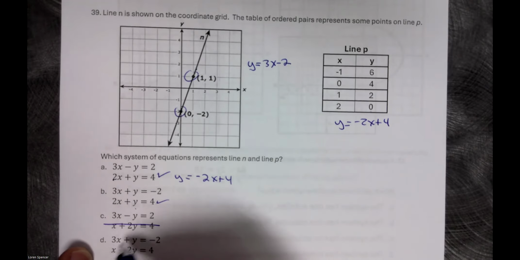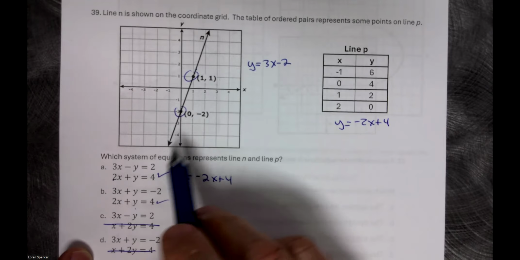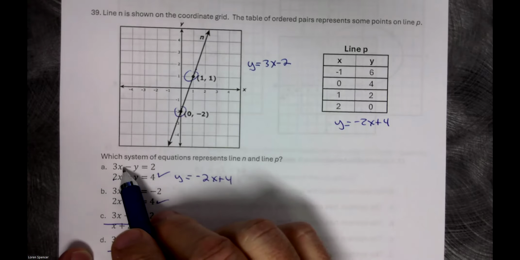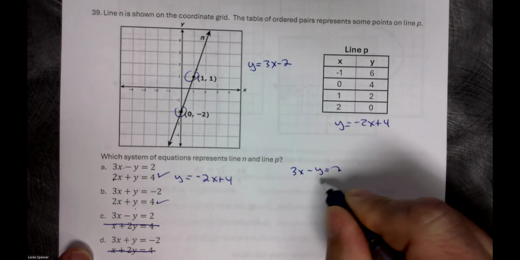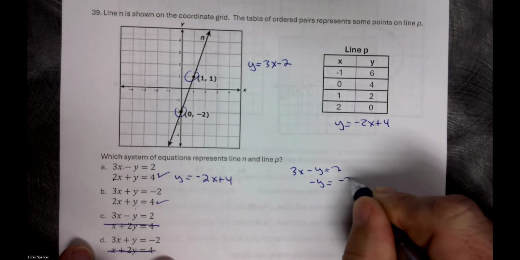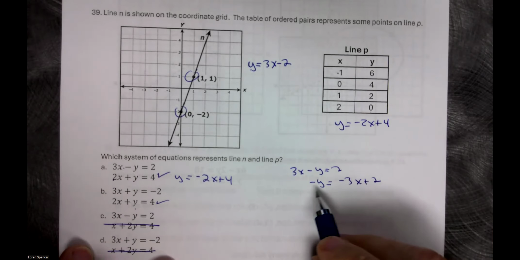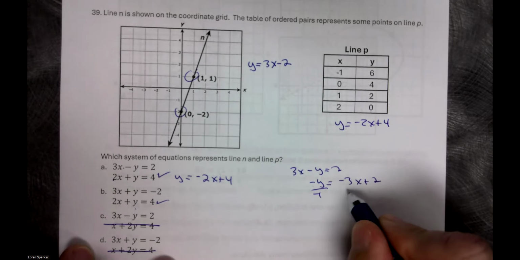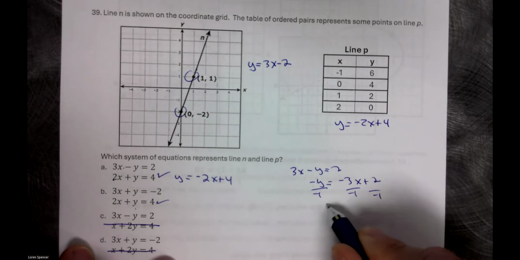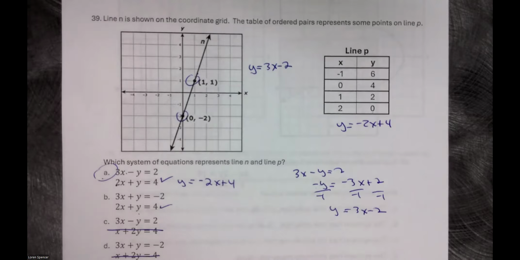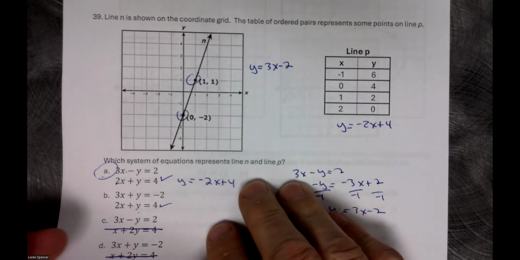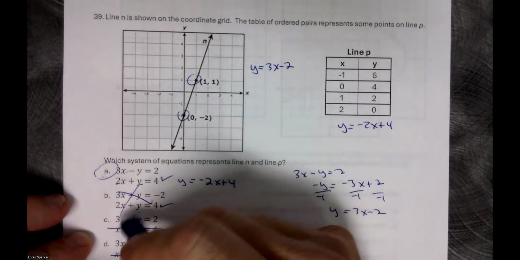That means these two are not correct. Now we need to reorder this one. Well, this is 3x minus y equals 2. I move this over, and now I have -y equals -3x plus 2. But I can't have a negative sign, so I have to divide by -1. And I get y equals 3x minus 2. That means for 39, the answer is A. Okay? All right, so the answer to 39 is A. That's a tougher problem, but that's the way you would approach it.